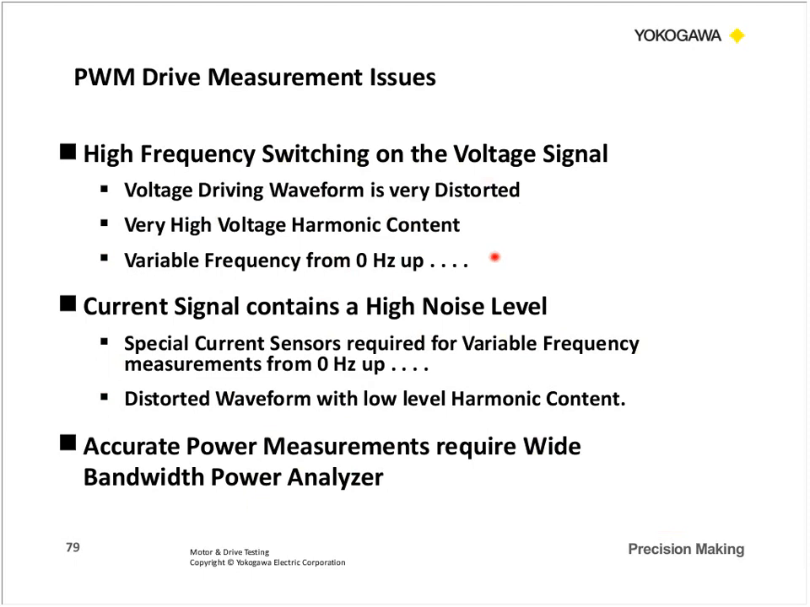Okay. Now, the same with the current signal. Again, we're measuring from 0 hertz or DC up into the hundreds of hertz area maybe on that drive. We do have some distortion, but it is a much lower level harmonic content. But you did see that we do have some distortion. So in making an accurate power measurement on a PWM drive, it's going to require a power measuring instrument with a wide bandwidth to cover these frequencies from the drive that we have to look at.